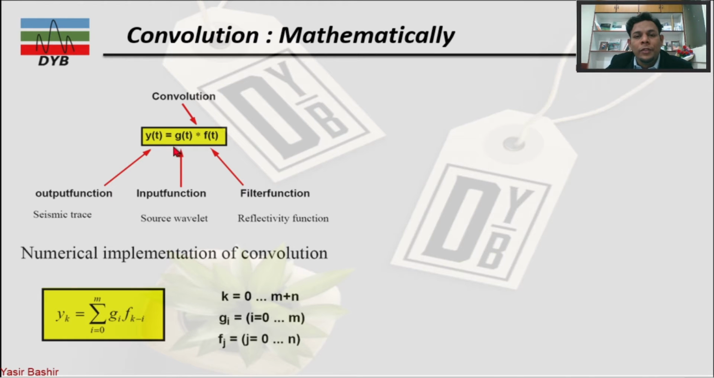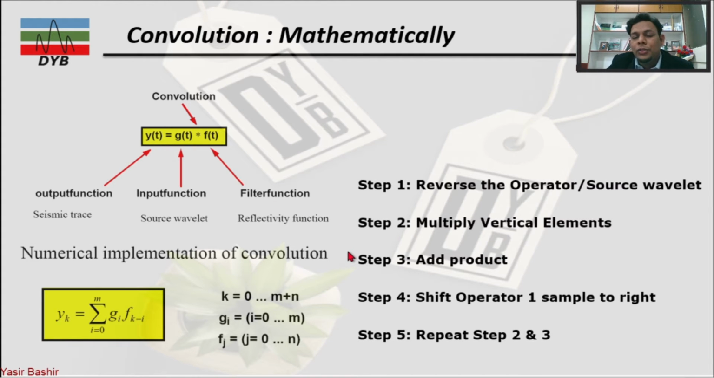So we need the output function, and we have two input functions: the source wavelet and the reflectivity function, as I mentioned in the previous figure. So what are the steps we have to apply? The first step is to reverse the operator.